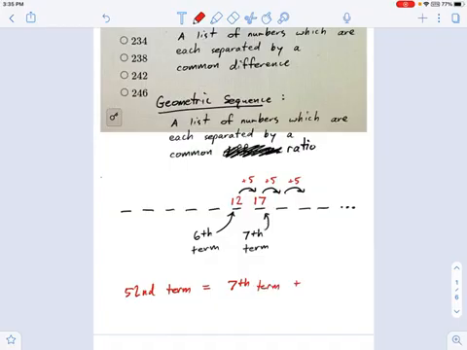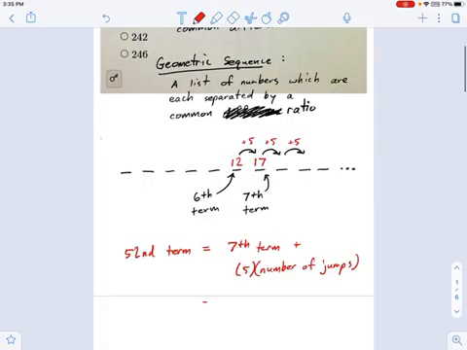plus 5 times the number of hops, or the number of steps we have to take to get from the 7th term to the 52nd term. Now, how many steps is that? Well, here, let me rewrite this.